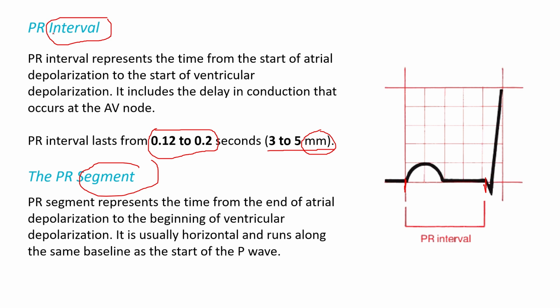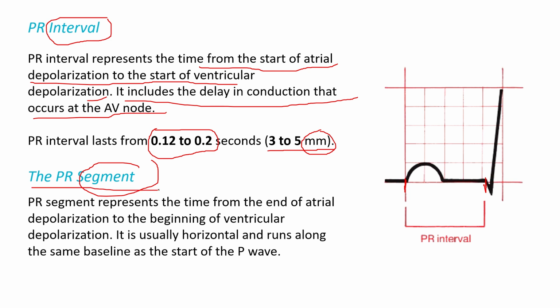So the normal PR interval is represented by 3 to 5 small boxes, and it represents the time from the start of atrial depolarization to the start of ventricular depolarization. But remember something, it also includes the delay in the AV node. So it includes the SA node and the AV node, both of them. That's why if you have an AV block, what do you see? A prolonged PR interval. Why? Because the PR interval includes both of them, the SA node and the AV node. I hope that's clear.